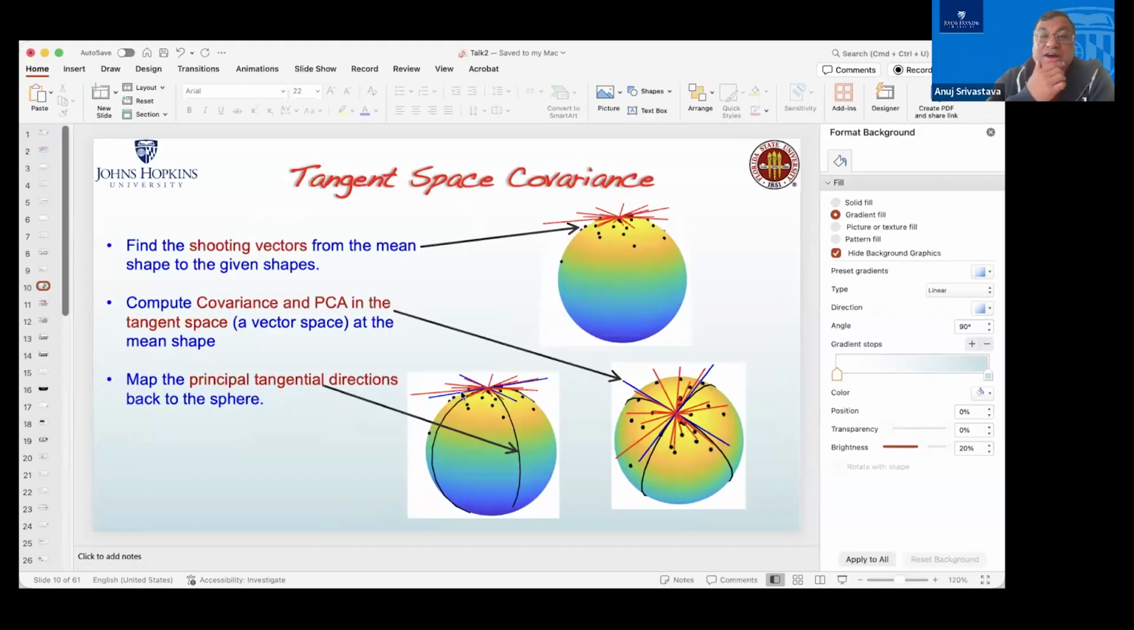How does one go beyond the mean? That's the first moment, but the second moment is covariance. Covariance is a linear operator, so we cannot directly define covariance on the nonlinear manifold, but we go to the tangent space at the mean. We select the mean, we have a tangent space at the mean, we map all the given shapes to these shooting vectors, and that's where we compute the covariance.